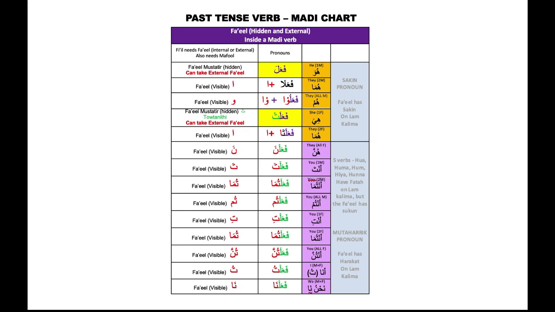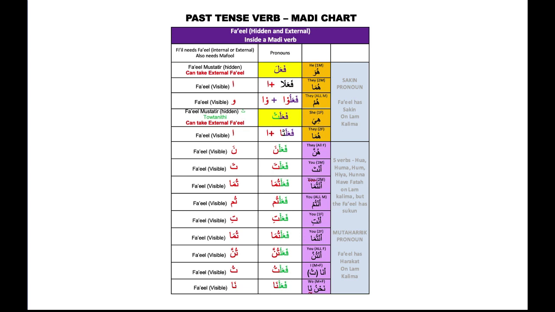And the last one is fa'alna, and it's representing nahnu, means we. Fa'alna means we all did. It can be dual, it could be plural, same. Na is the suffix here representing nahnu, and it is visible fa'il.